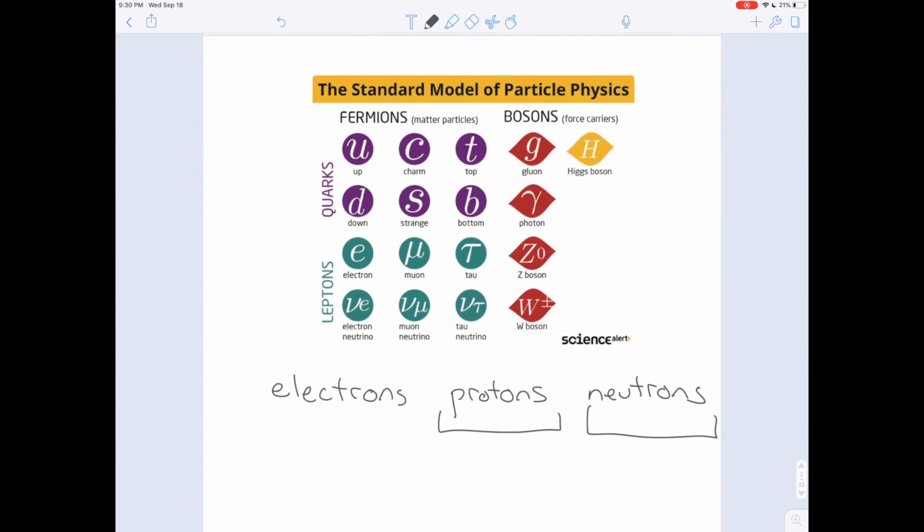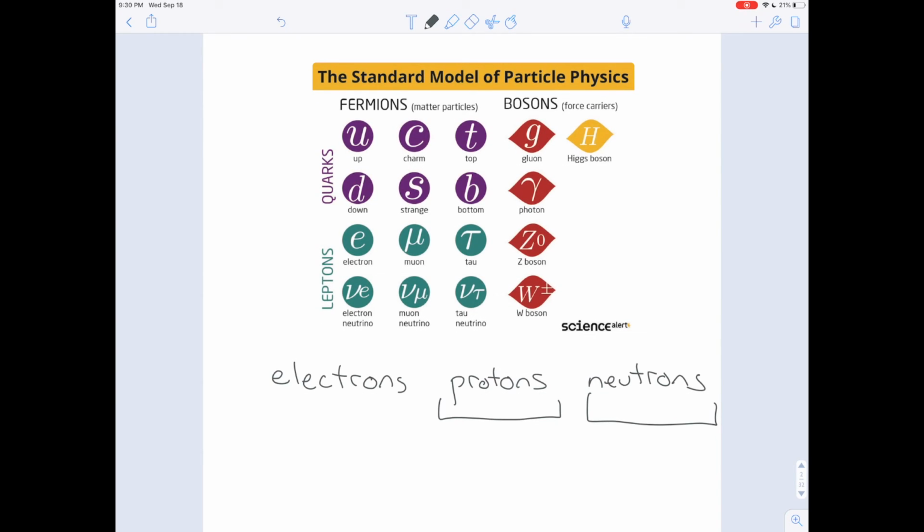All the smallest pieces that you could never break down in the universe are given in a table called the Standard Model of Particle Physics. So this table has all the different pieces, the smallest pieces you could possibly have. You can't break things down smaller than this. Everything is made up of combinations of these things.